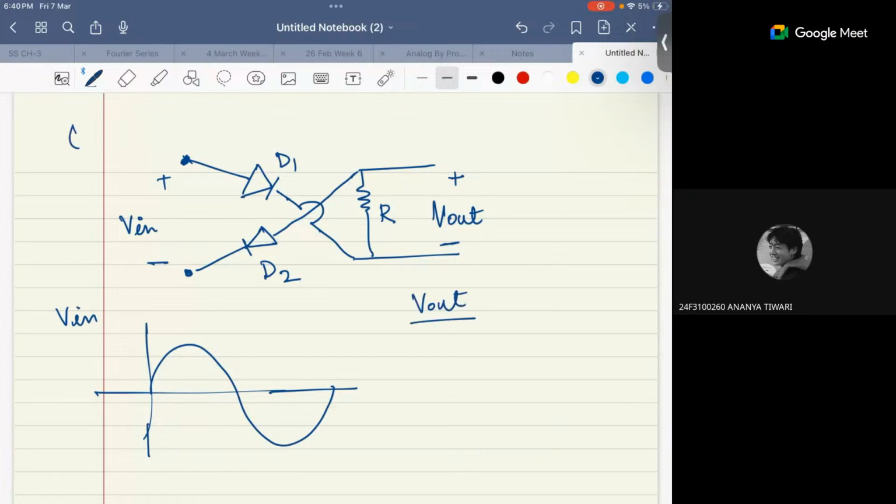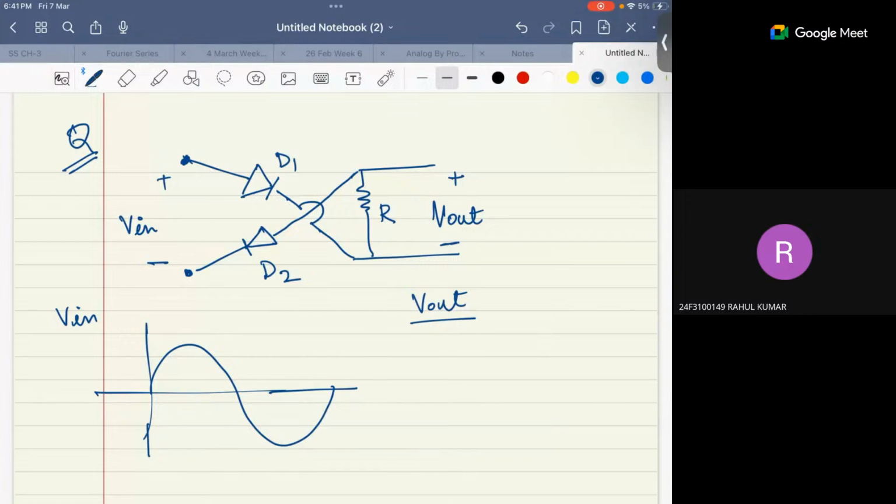In positive, D1 will get forward biased, and in the negative half cycle, D2 will get forward biased. Like, D1 will get forward biased in the positive half cycle, and in the negative half cycle there will be no current because both will be in reverse bias. Both are in forward bias in a positive cycle, I want to say that.